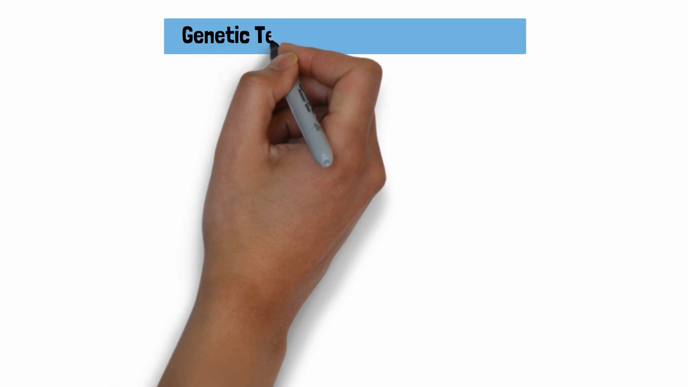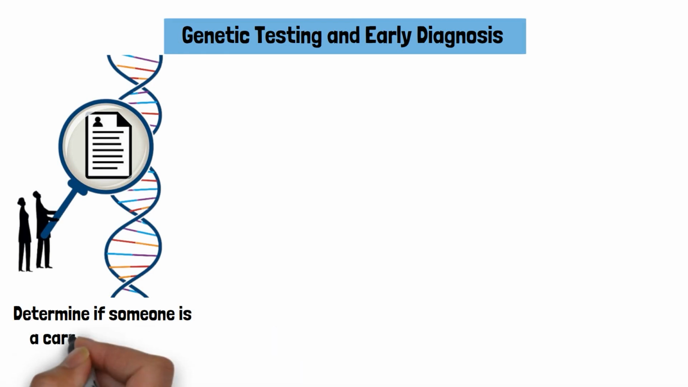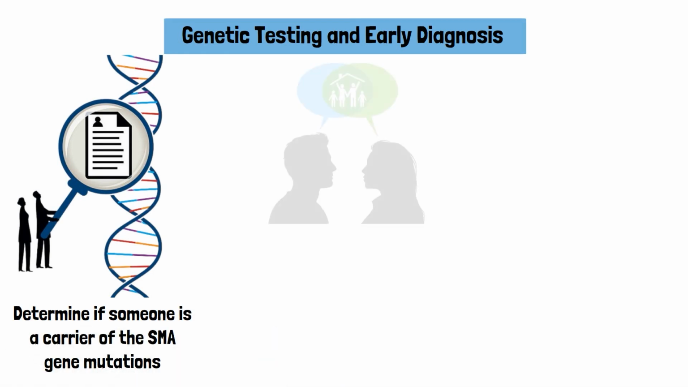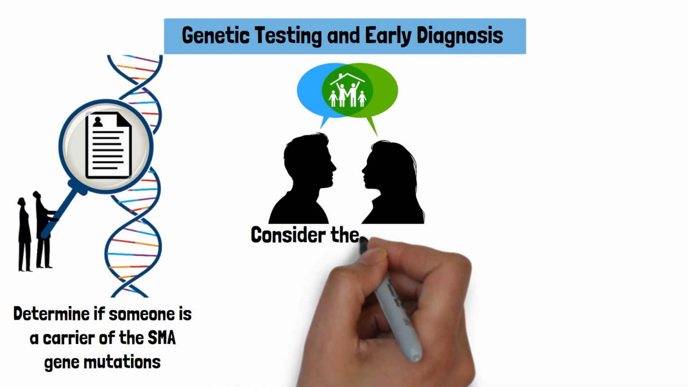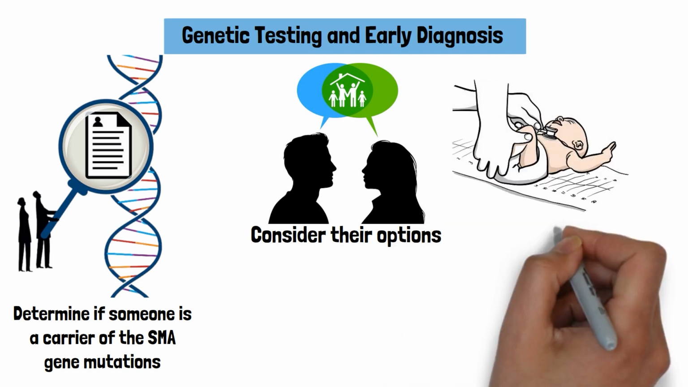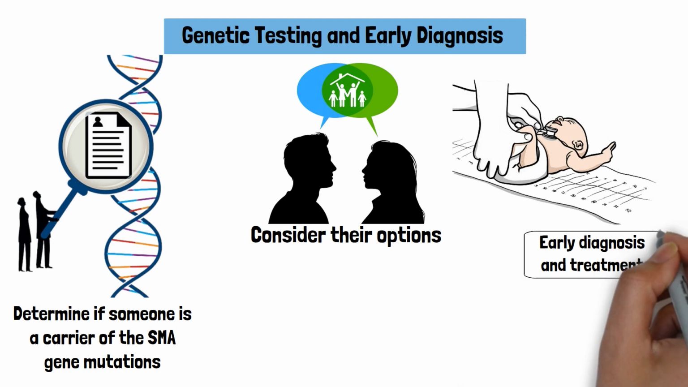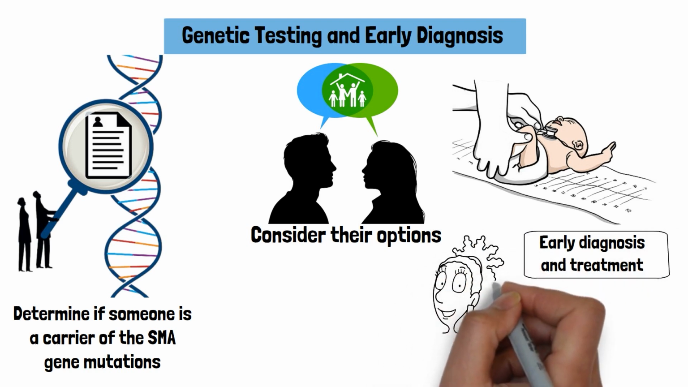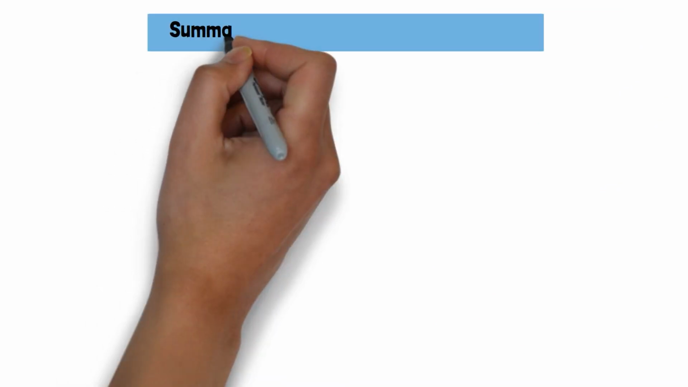Genetic testing and early diagnosis. With the advancement of genetic testing, it's now possible to determine if someone is a carrier of the SMA gene mutations. This is particularly important for family planning, as it allows couples to understand their risks and consider their options. In many places, newborn screening for SMA has also been implemented, allowing for early diagnosis and treatment. Early intervention is key in managing SMA, as starting treatment before symptoms appear can significantly improve outcomes.